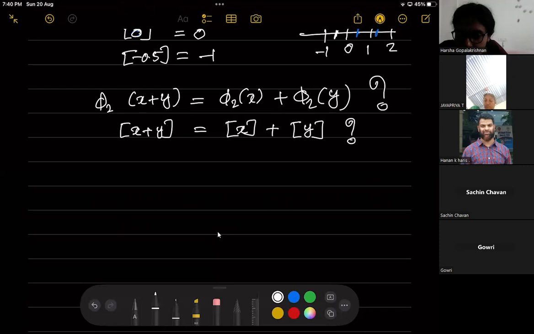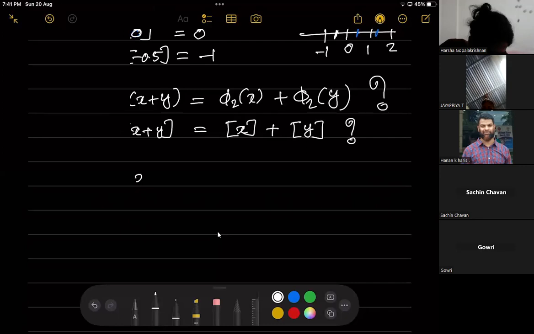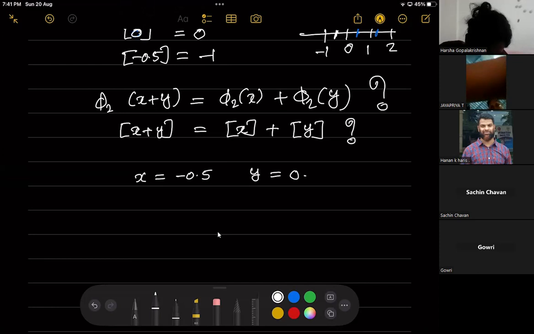Minus 0.5. Can you repeat again? X is minus 0.5. And y? Y is equal to plus 0.5.